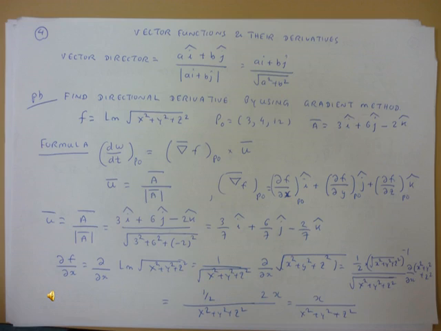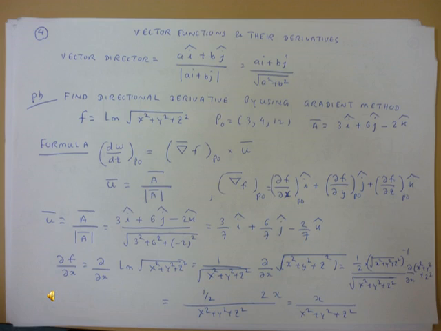Firstly, we have to calculate the u vector equal to the A vector divided by its magnitude. The A vector is 3i plus 6j minus 2k. The A magnitude is square root of 3 squared plus 6 squared plus (minus 2) the whole squared. So we solve it.